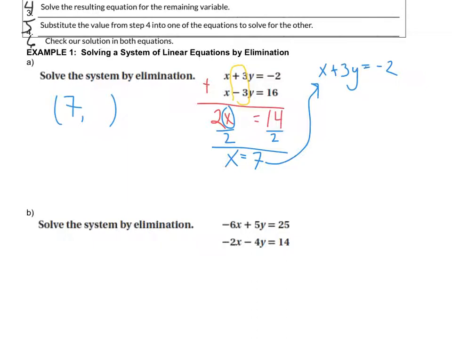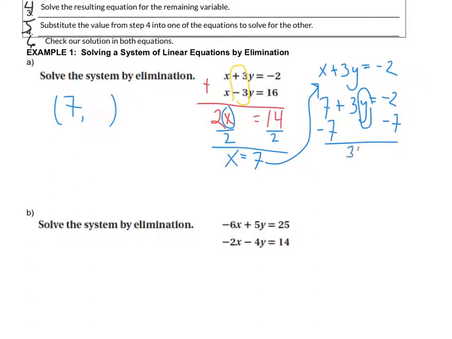We now have the x. So I can substitute the x out for a 7. And then, because now I'm only solving for one variable, I can get an answer here. And this goes back to the beginning of this year where we had multi-step equations. I would subtract 7 from both sides.